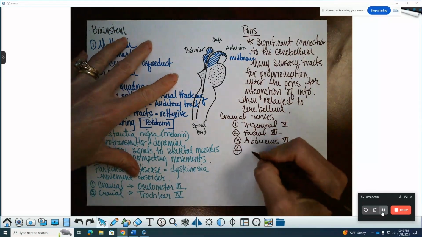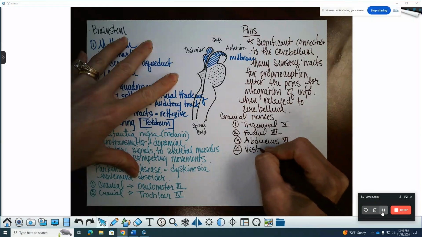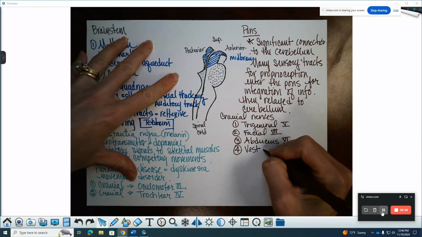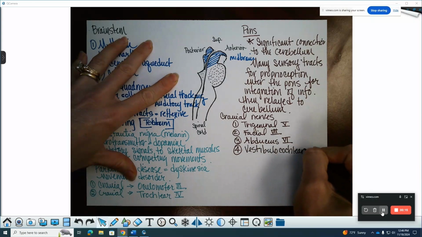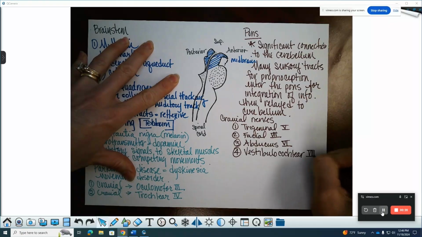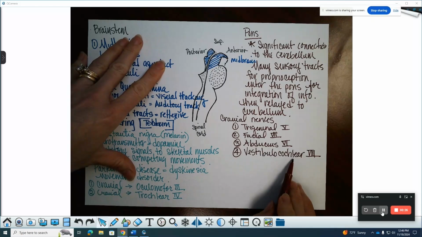Okay, and our 4th cranial nerve is the vestibulocochlear. So this is cranial nerve number 8. And this is involved in balance, equilibrium, and hearing. So the cochlea.